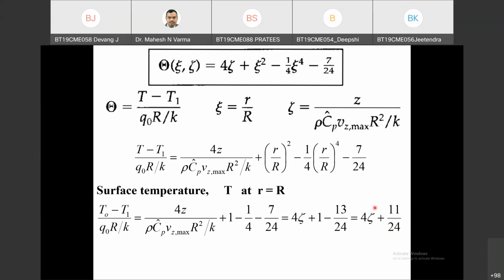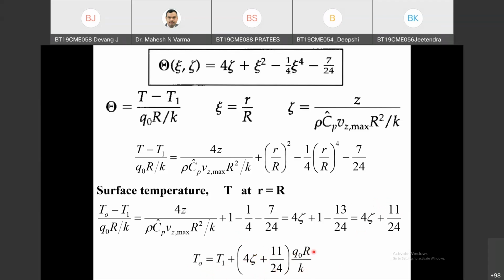You can see it will linearly increase with zeta, it will linearly increase with Z actually. This T0 is the surface temperature, which will be linearly increasing with zeta with some other constant. So this is a linear variation. Then you can calculate this T0. Rearranging this equation, T0 will be equal to T1 plus linearly varying with zeta plus 11 by 24 times Q0 R by K.